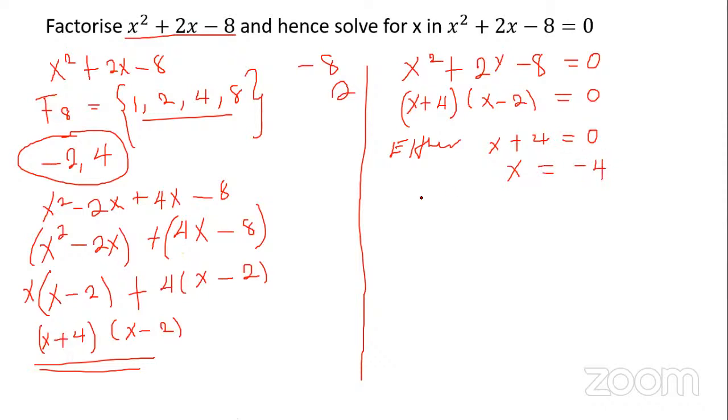Thank you. What would be the other side? x minus 2 equals 0. Then x equals positive 2. Then we can conclude and say our x values are 2 or x is negative 4.